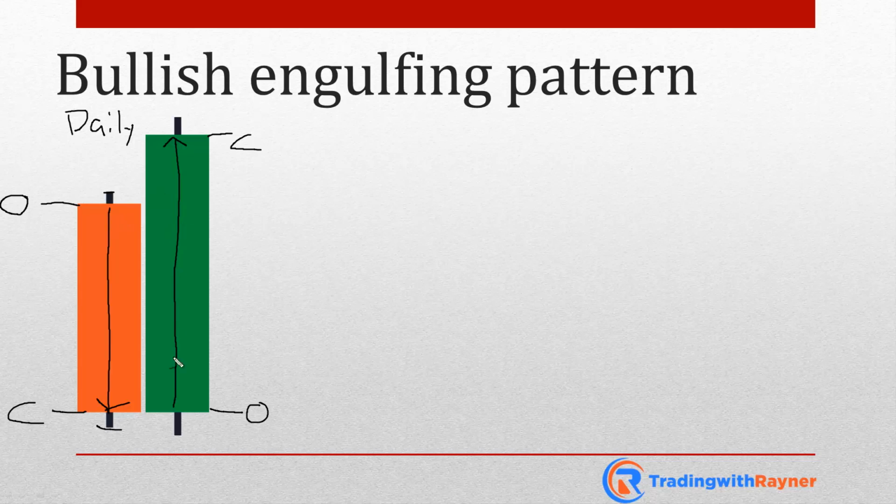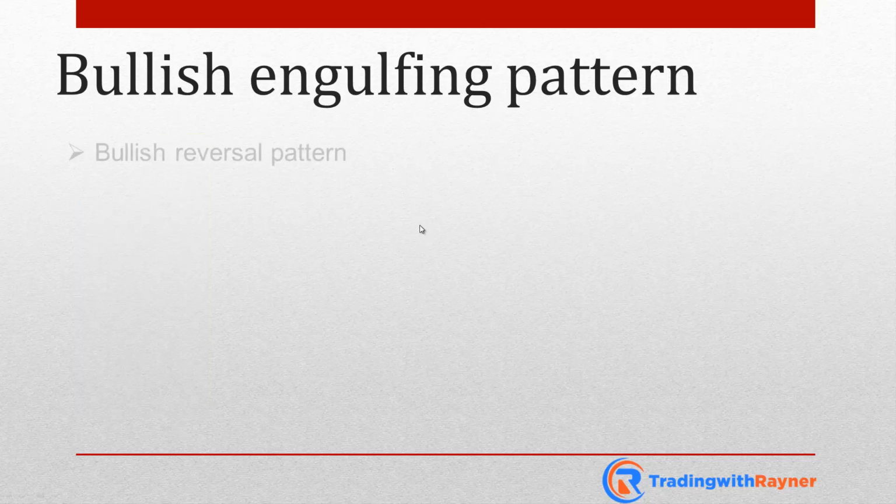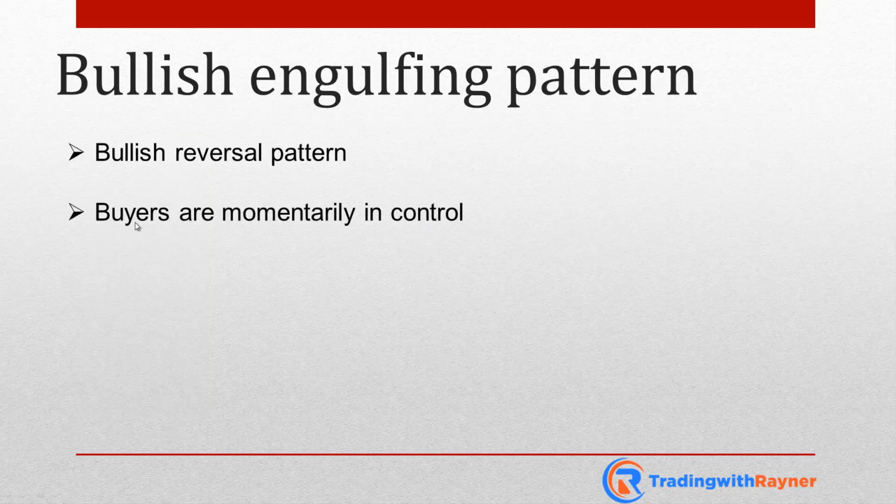So this is a bullish sign because the sellers previously were in control and then the buyers came in and pushed price all the way up higher, even higher than the previous day's highs, and then closed near the highs. So this is a bullish reversal pattern, right? The bullish engulfing pattern. It means that the buyers are momentarily in control, because you've seen that the buyers have pushed the price all the way from the lows to the highs and closed over there. And the thing to note is that the larger the bullish engulfing pattern, the more significant it is.